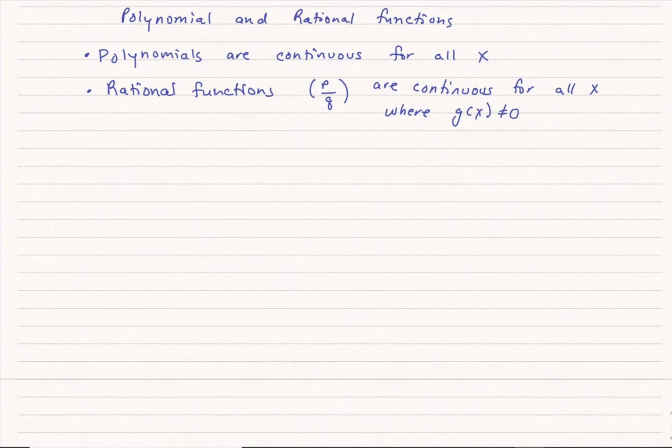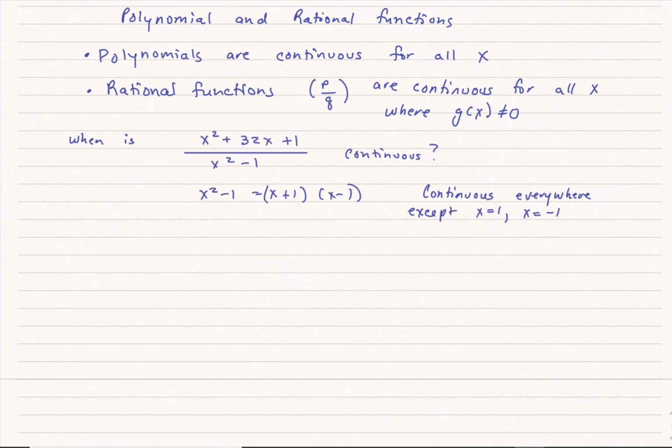I can also talk about rules with polynomial and rational functions. All polynomials are continuous for all of x. That's pretty powerful. I can also say that rational functions, which are defined as a polynomial over a different polynomial, those are also continuous for all x as long as g of x is not equal to 0.